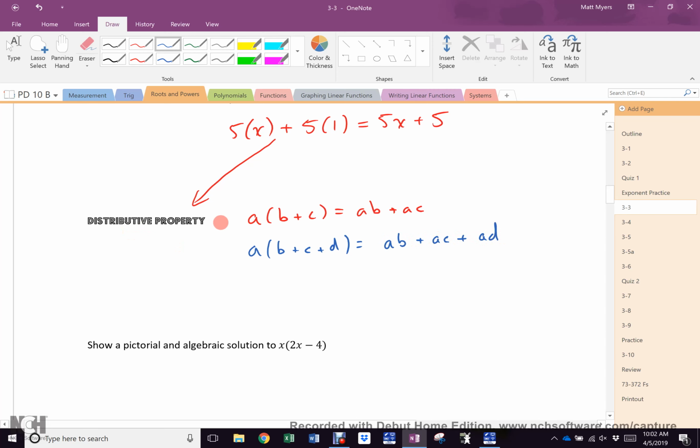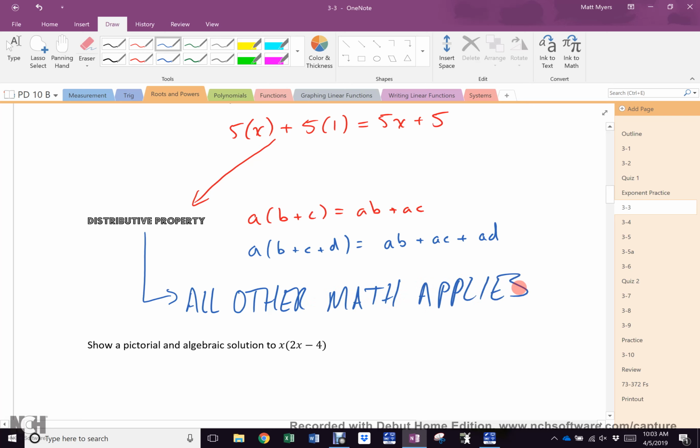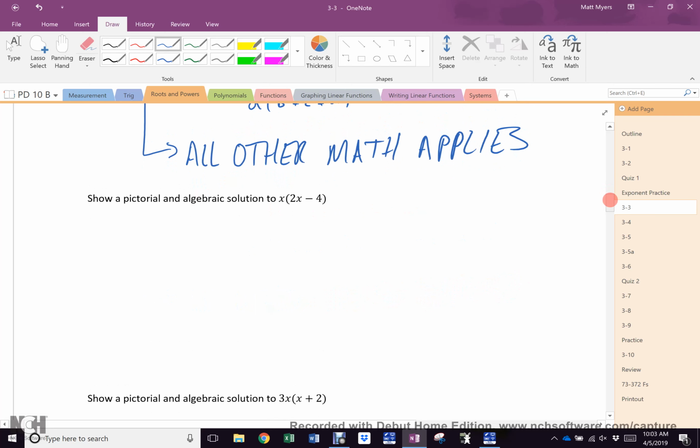Now, when you are doing the distributive property, can you forget all your other math? No. All other math applies. So, what do I mean by that? Show me a picture. Picture is tiles, what we just drew. Algebra is the distributive property.